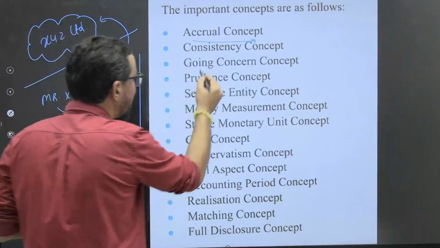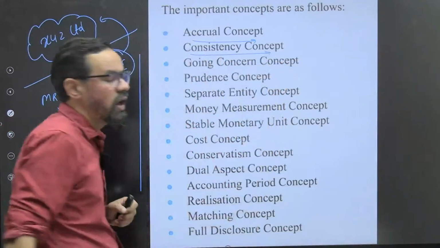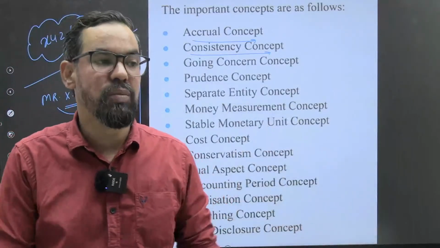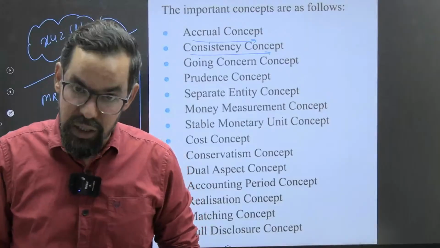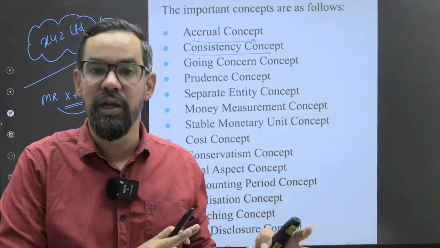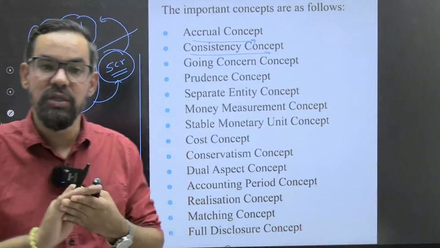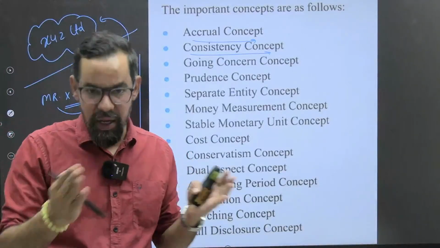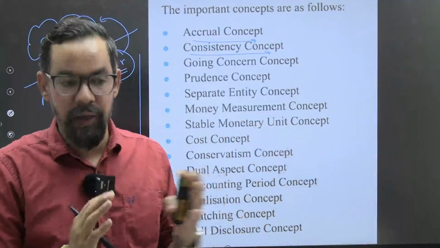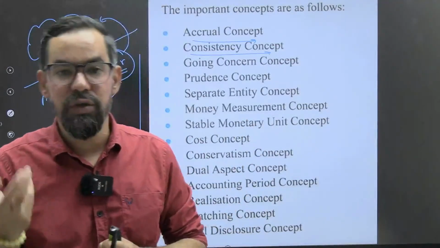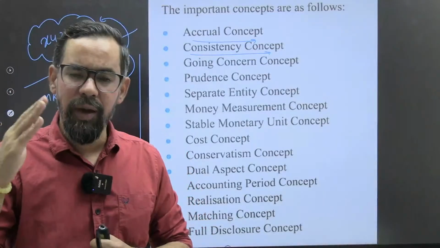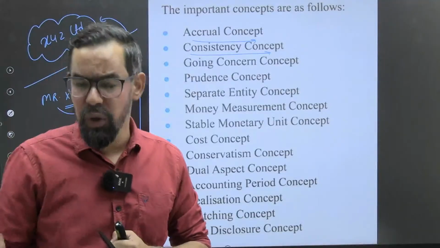Another one is the consistency concept. If we are using any method, it should be followed consistently. So let's say if you are using the written down value method to account for depreciation on your capital asset, like a machine, whichever method you use, it is suggested that the method should be followed regularly. And for inventory valuation, if you are using the FIFO method, it should be followed throughout the accounting period and throughout the period.